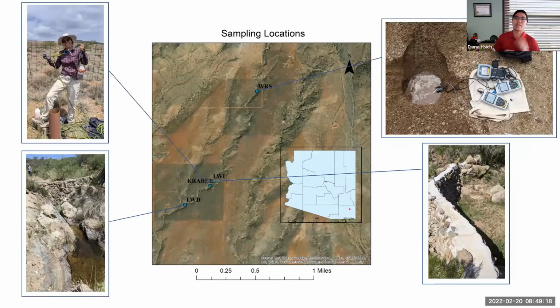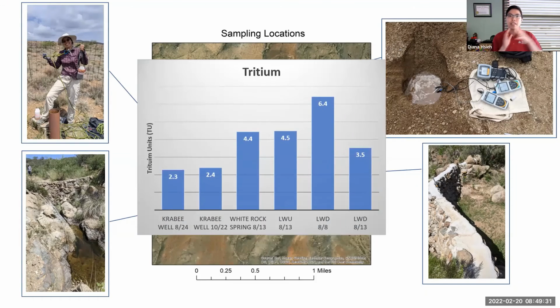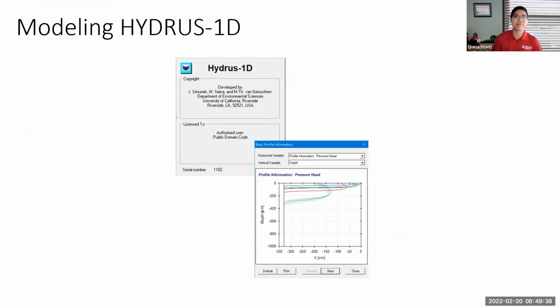Six water samples were taken from four different locations, presented here in this map. We'll be analyzing the samples to better understand their origin, residence times, and flow paths. In our preliminary isotope data, we can see that our samples contain some tritium, indicating that they were all composed of some amount of modern recharge, meaning water that's less than 60 years old.